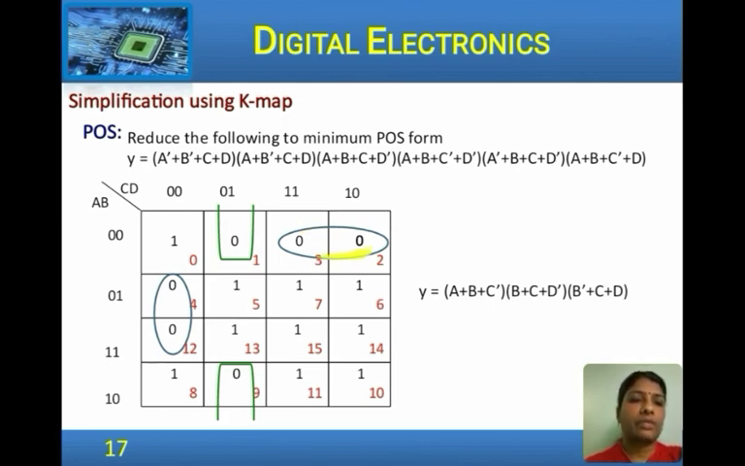So here we have for this group AB is 0 0 and in CD, C is common with 1. So it is A dash B dash C, the complement of that will be A plus B plus C dash, which is the first sum term. Then similarly proceed with the other sum terms.